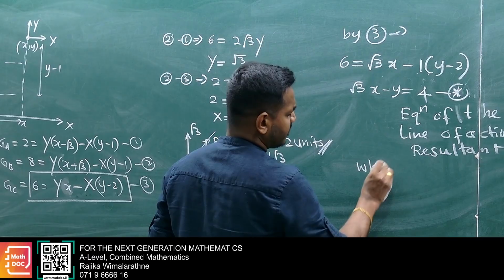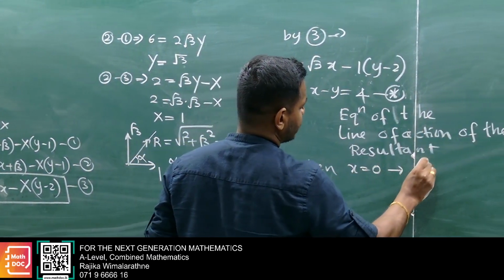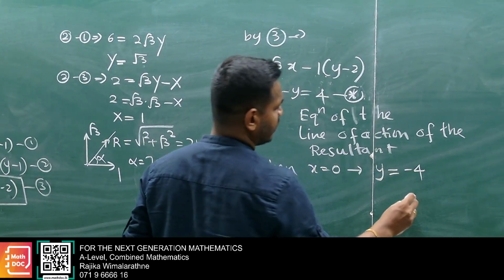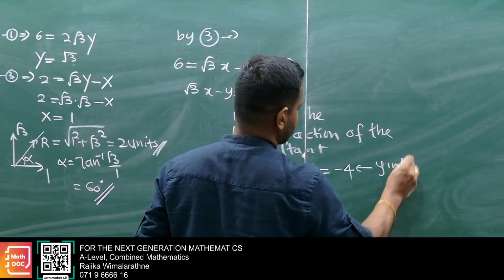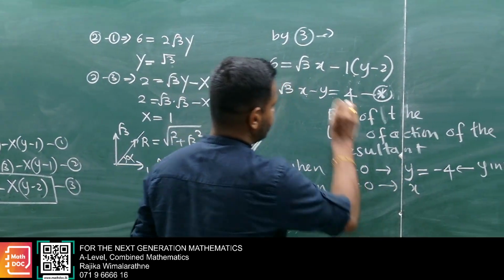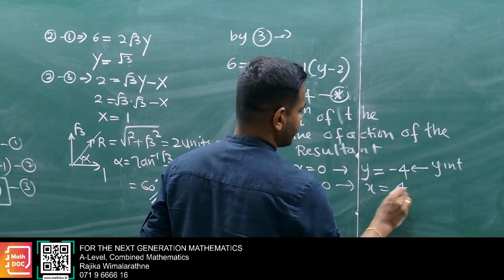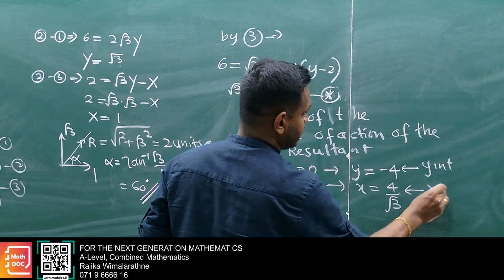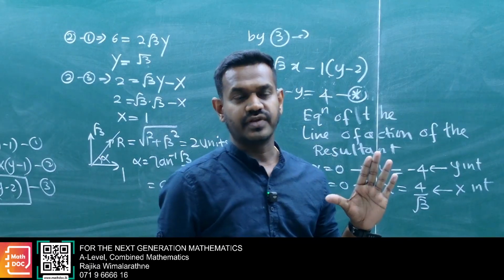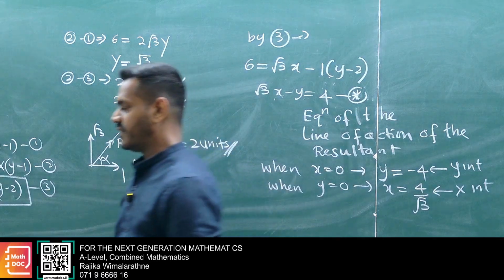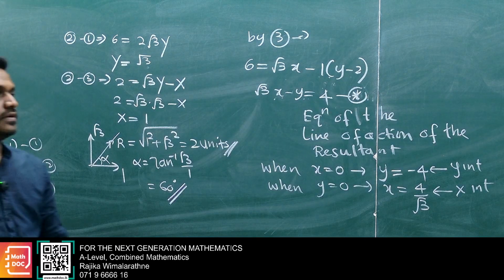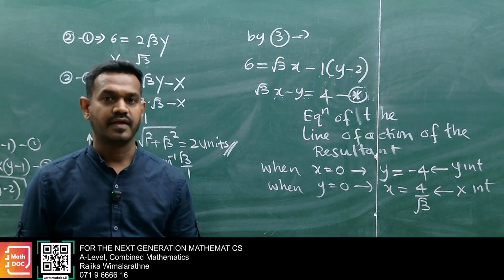Then when x is 0, the y value is minus 4, we call this the y-intercept. When y is 0, the x value is 4 over root 3, here we call this the x-intercept. Likewise, you can find x and y intercepts. Complete.